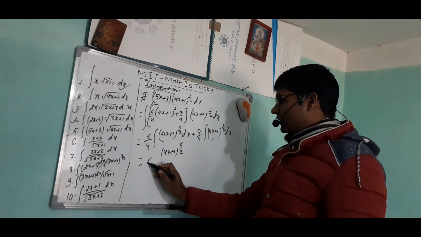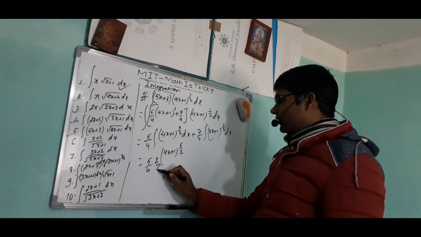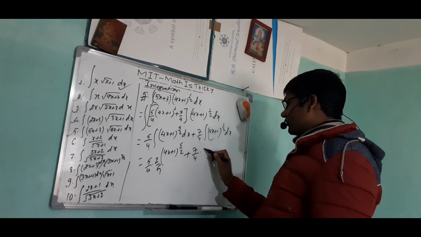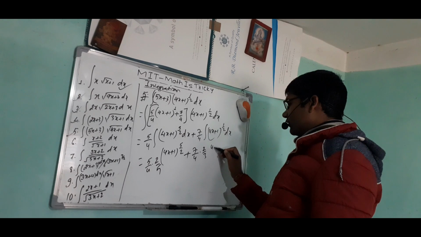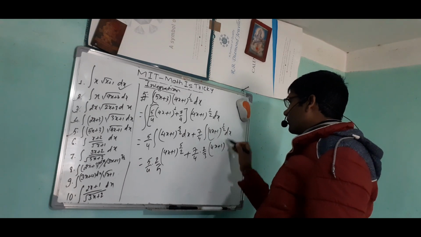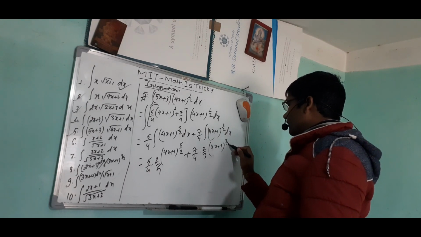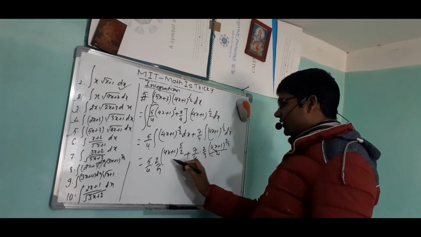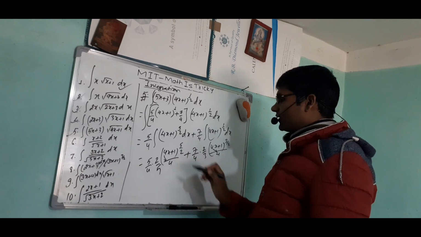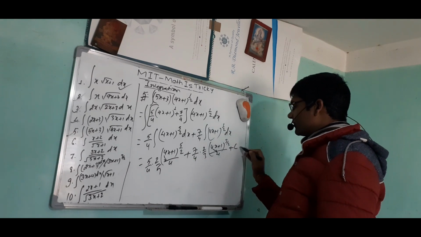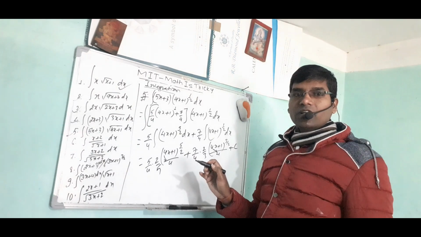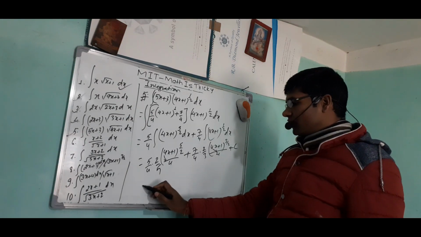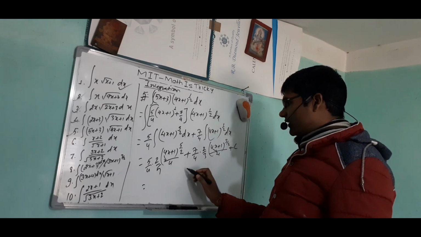So it is 5 by 4 into 2 by 5, plus 7 by 4, it will be 3 by 2, means 2 by 3, (4x plus 1) power 3 by 2. But remember, this 4 will also divide the base. This 4 should be there. Don't forget to write this. This is the mistake most of the students are doing. Be careful while writing this.